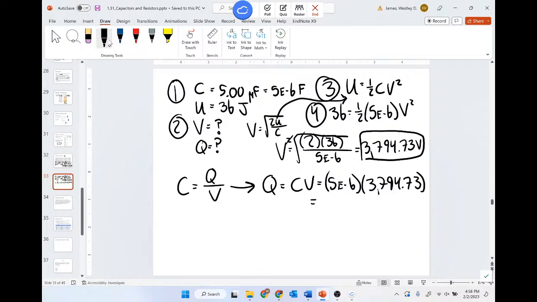So 5e to the minus 6 times 3,794.73 equals 0.189. I'm just going to round it at this point. 190 coulombs. Boom. And you can always go back and double check your work. Take that, divide it by the voltage, see if you get C.